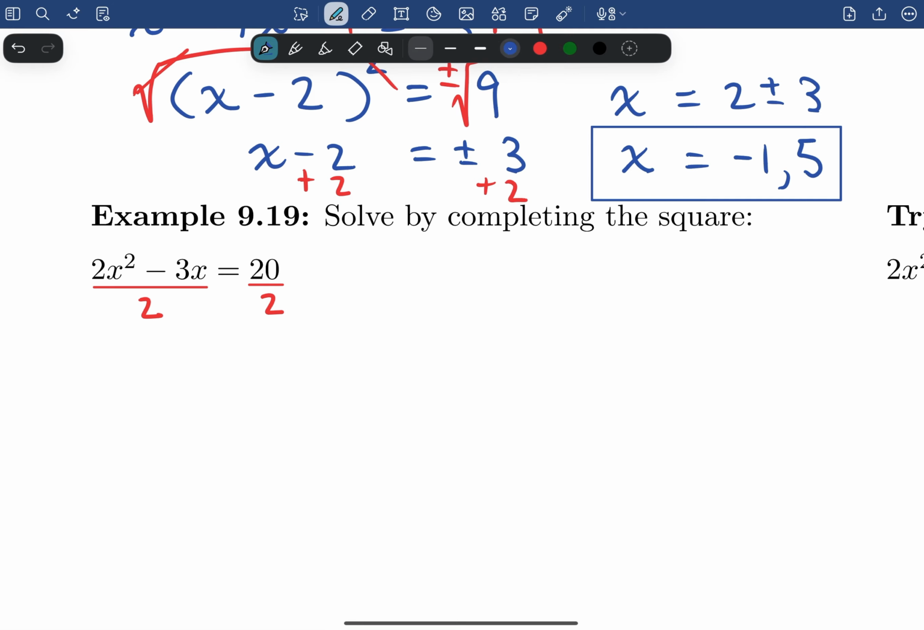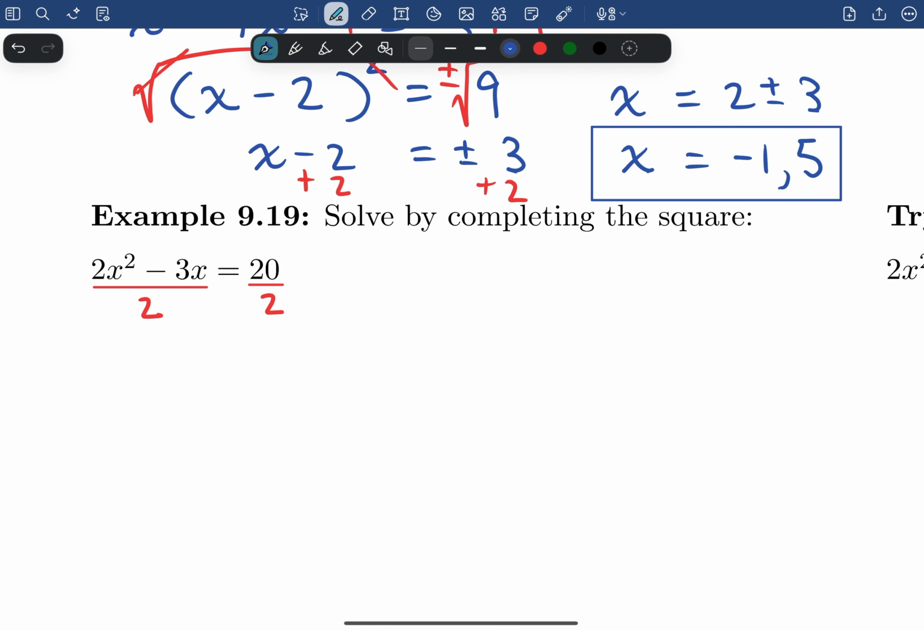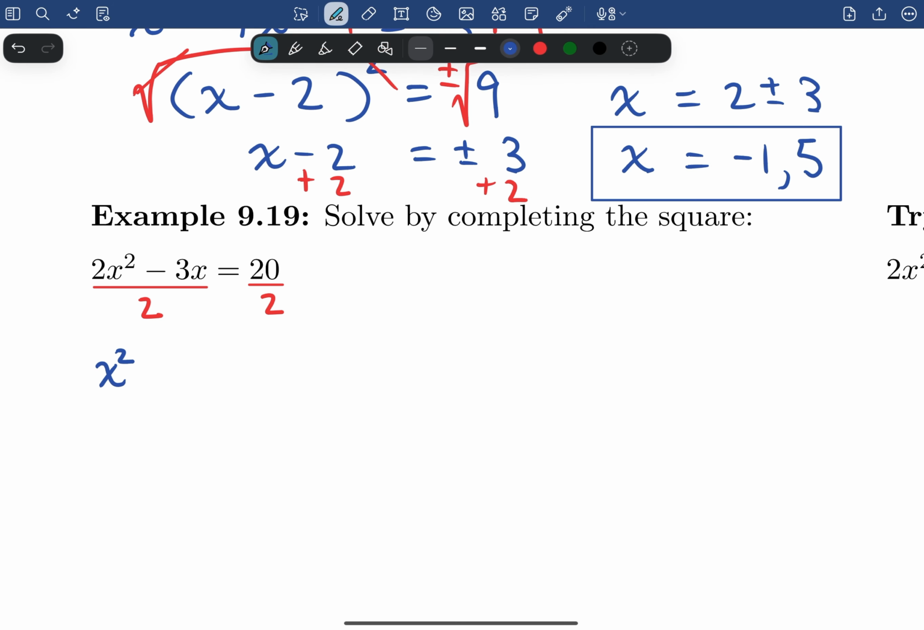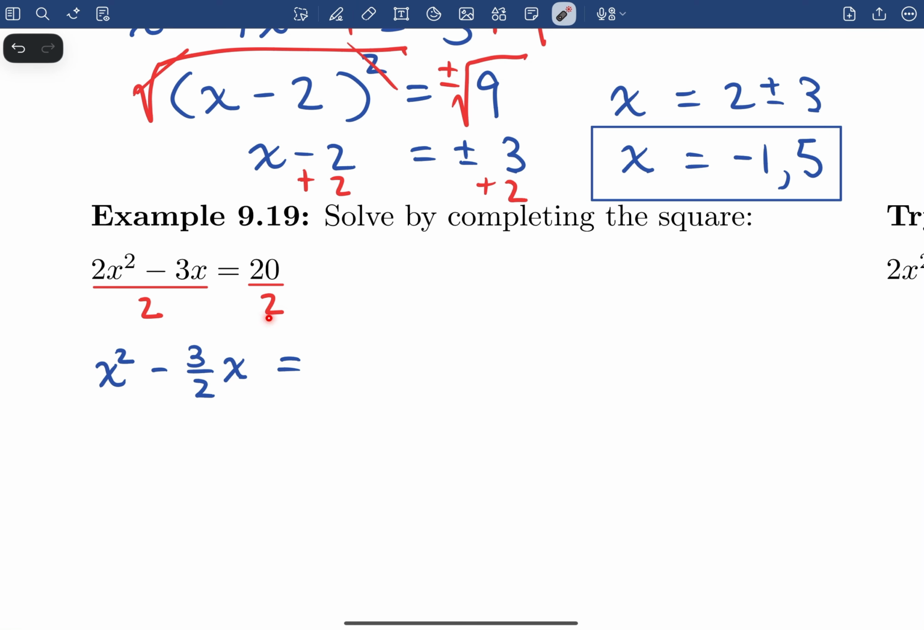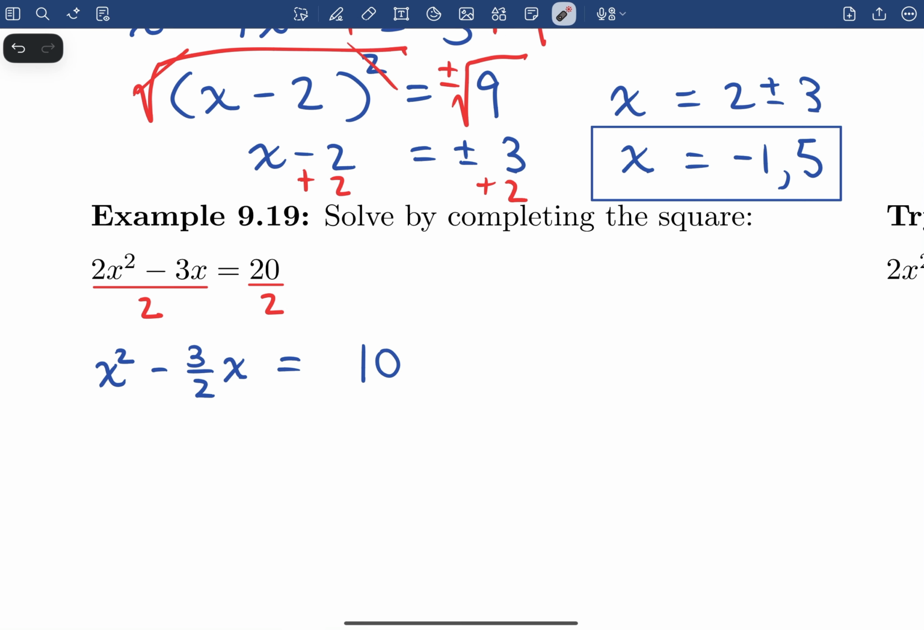And now I clean it up and I say, well, 2x squared divided by 2, that's 1x squared. And negative 3x divided by 2, well, that doesn't clean up so easily, so I'm going to put negative 3 halves times x. And then that's equal to 20 divided by 2, which is 10. Perfect. So I now have things set up, this cleaned up nicely.